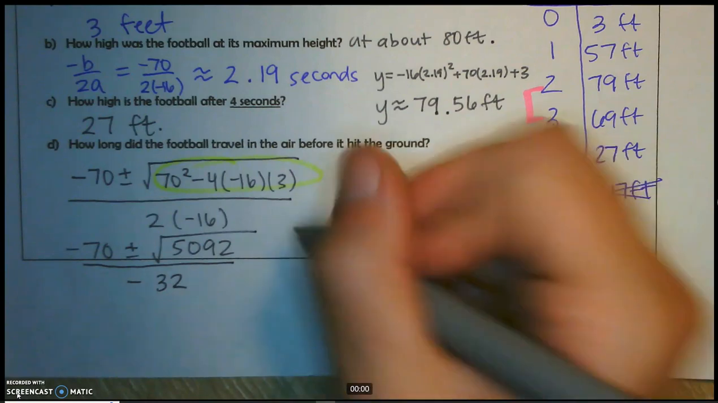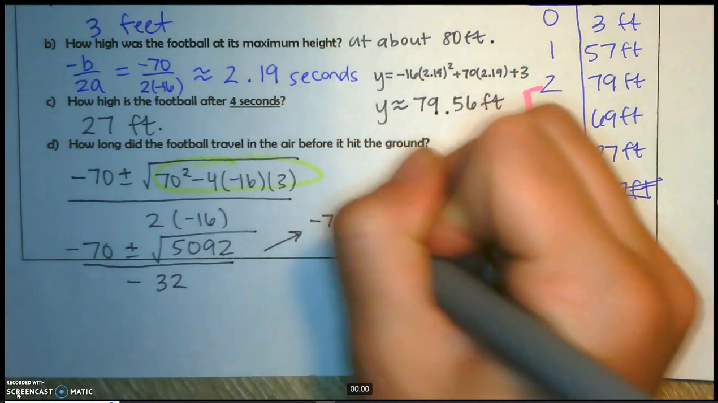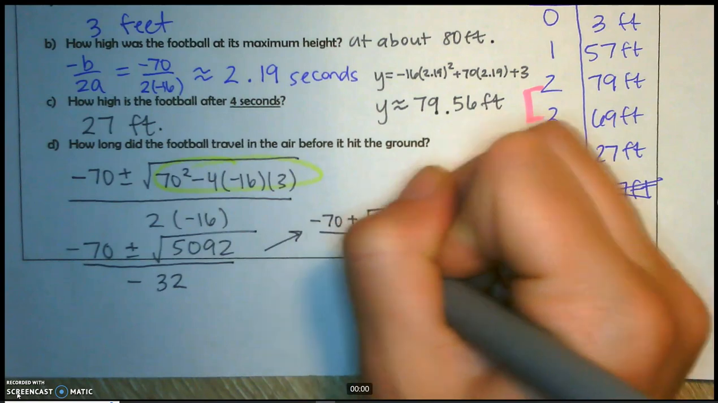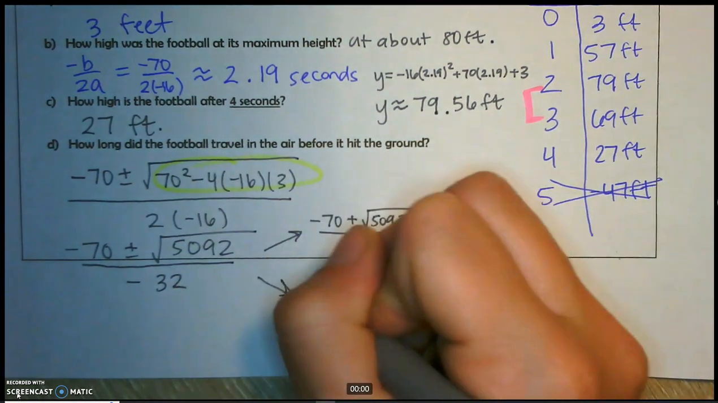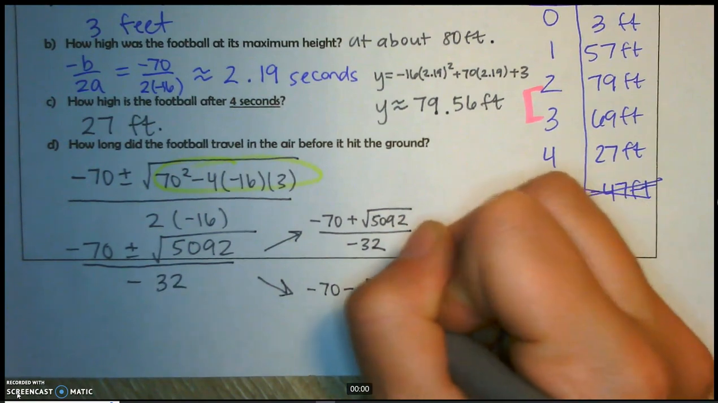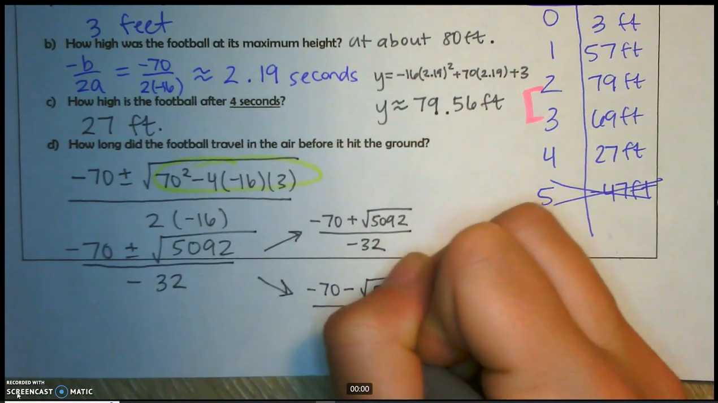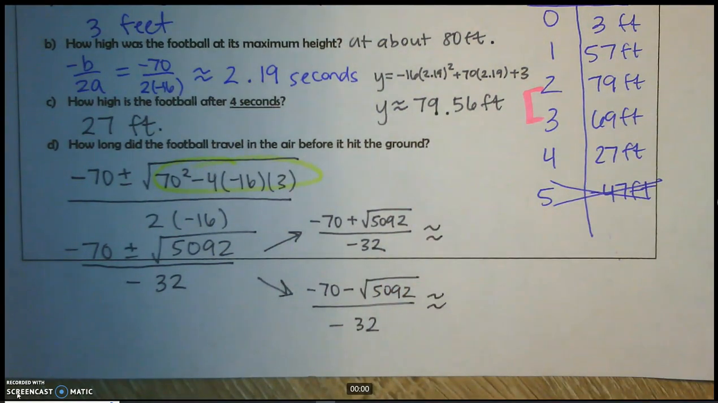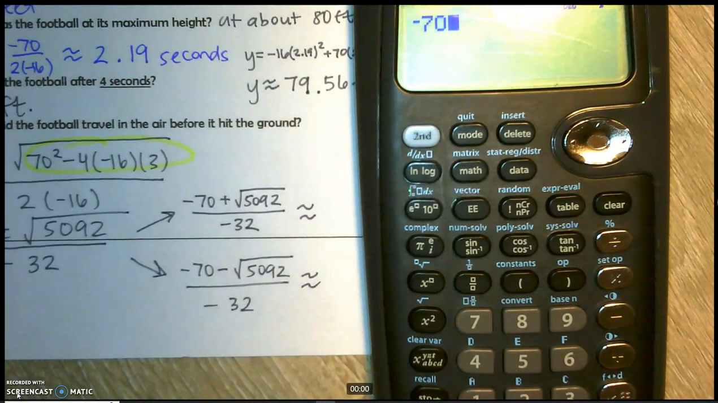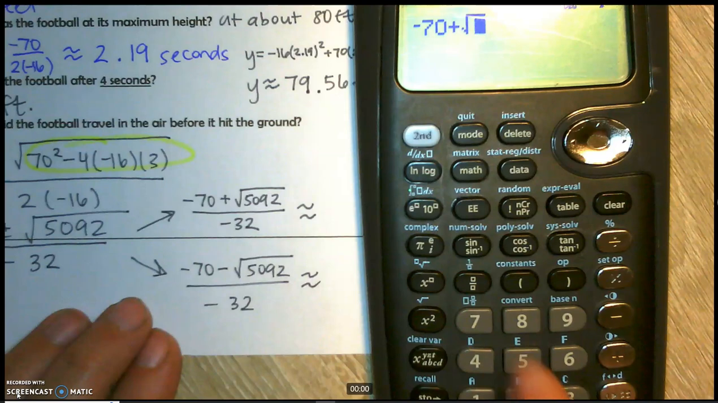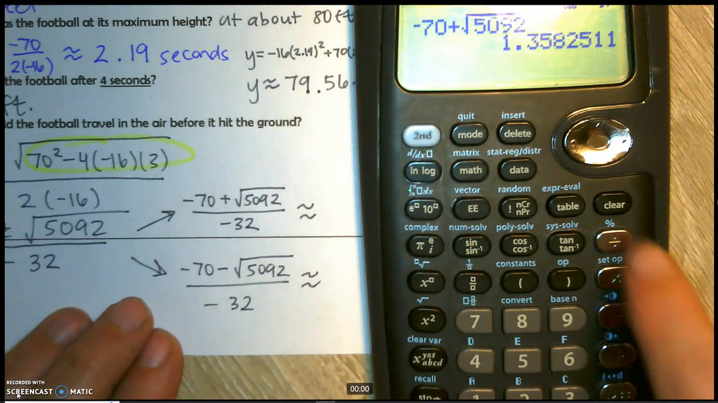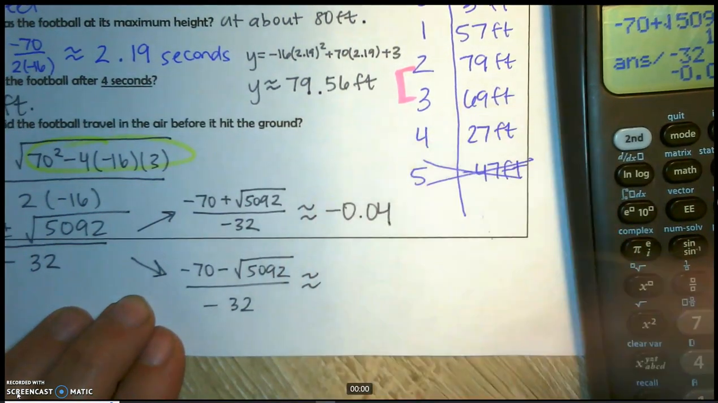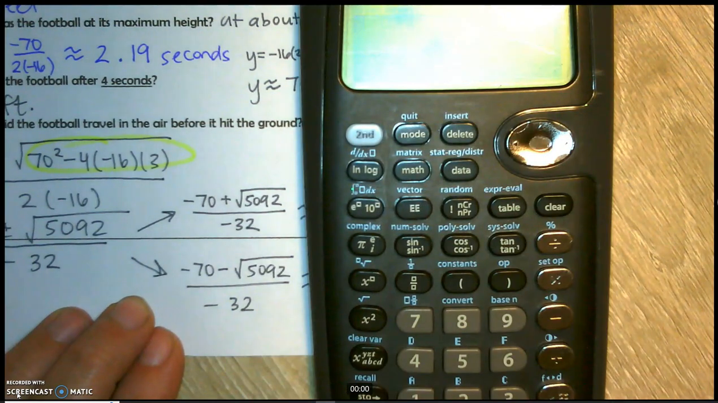So we're going to look at two potential answers. One answer is negative 70 plus my square root divided by negative 32. My other answer is negative 70 minus my square root divided by negative 32. Let's plug this in our calculator and see what we get. We have negative 70 plus the square root of 5,092, divided by negative 32. So this is negative 0.04.